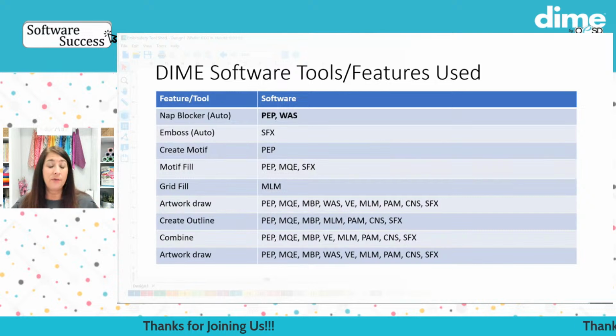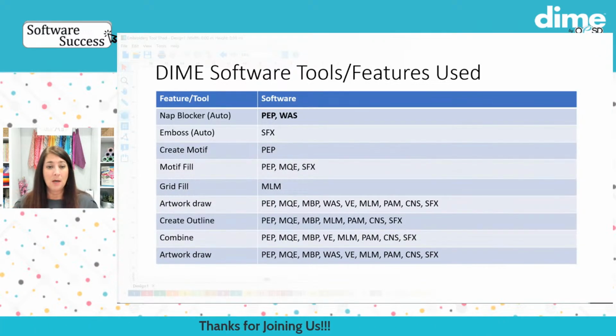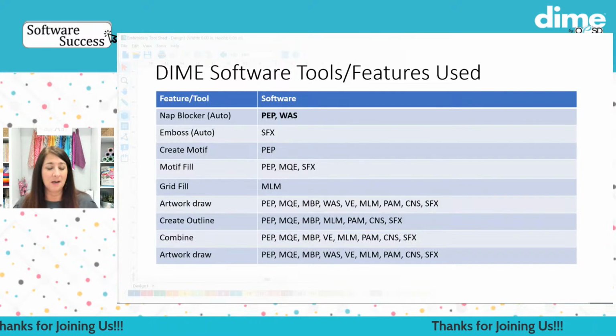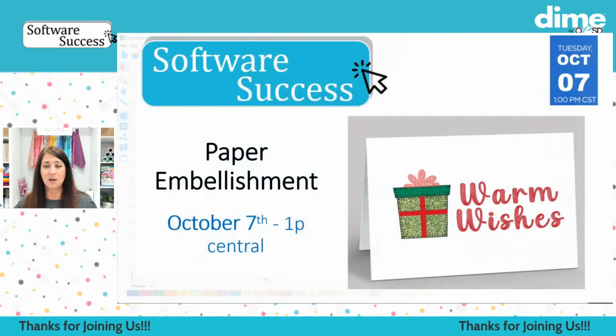Now, the other features that I use to manually create some of these designs, the nap blocker and the emboss design, you can do with a combination of creating an outline and filling it with a motif design or either fill stitch. Those options are there. We have lots of different options for creating those things manually. Again, you can take a screenshot here, take a picture, and refer back to that for the tools that we used today.